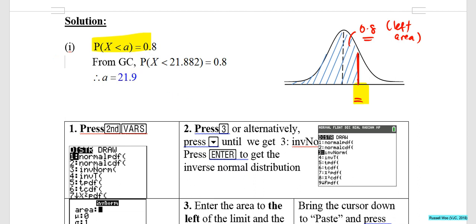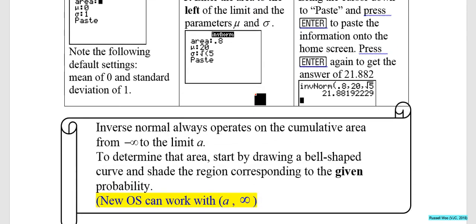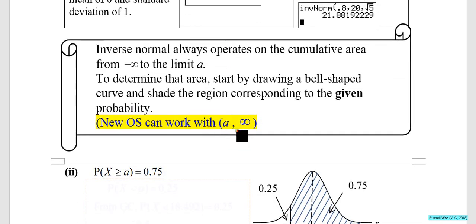Can I just say, from here to here, you just round off. Don't think so much. If it's 21.88, you round off to 21.9. If it's 21.82, you round off to 21.8. Just round off. Don't think so much. Got it? Understand or don't understand? Good. Later I explain this one.